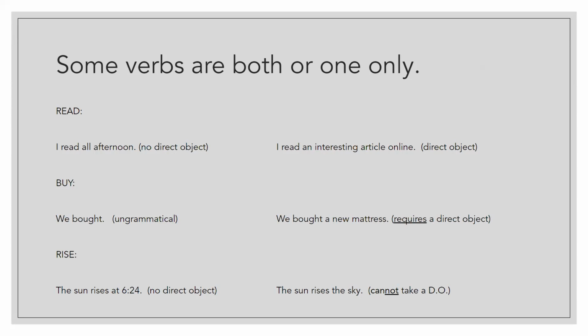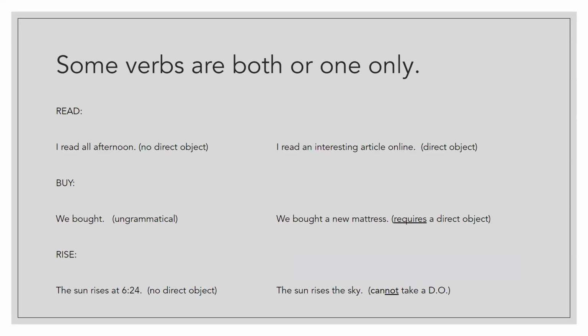Some verbs, though, like the verb buy that we already talked about, buy is only, right? Only transitive, okay? So to buy, if I just said we bought, if there was no direct object after that, that's ungrammatical. It's wrong. I need to say what I bought. We bought a new mattress. So verbs like buy require a direct object.